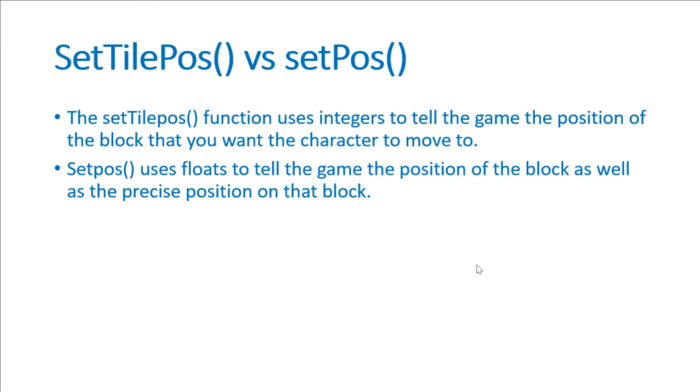If you noticed me while I was coding, there was a slight difference that I made, which was removing the word tile, as you can see here, from set tile pos to set pos. So the difference between the two. The set tile pos function uses integers to tell the game the position of the block that you may want the character to move to. Set pos uses floats to tell the game the position of the block as well as the precise location that you want to go in that block, as I said before. So using as many decimals as you can makes it a lot more precise, a lot more accurate to the specific place you want to go.